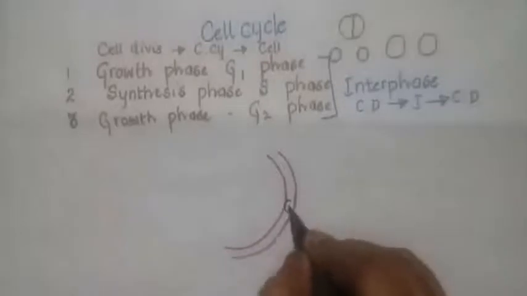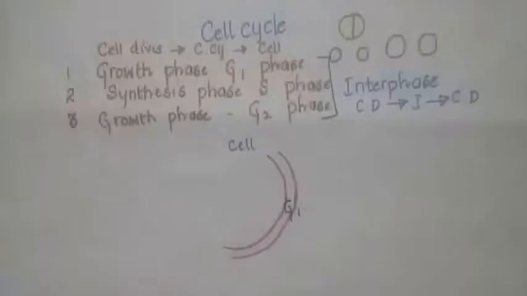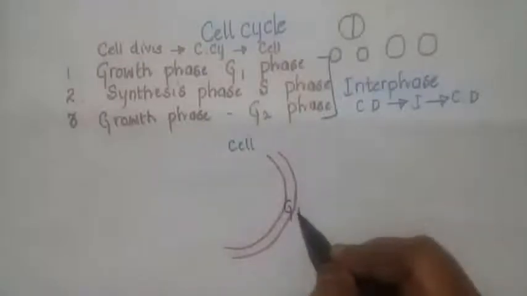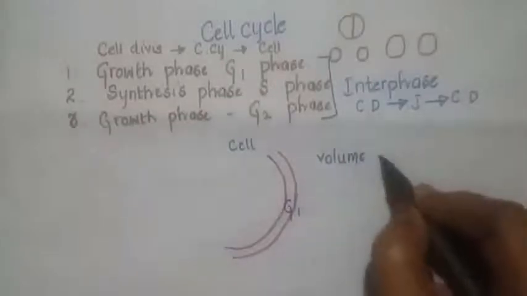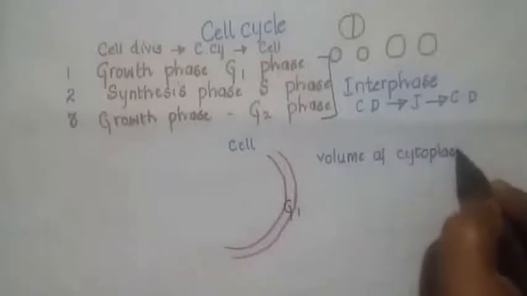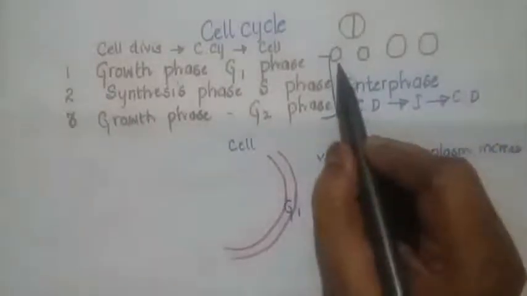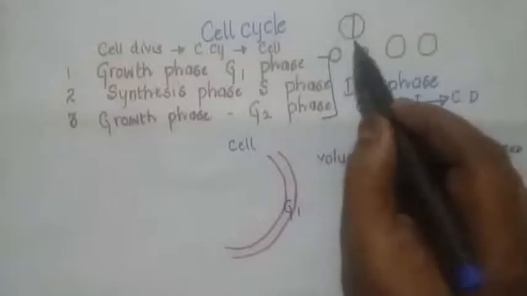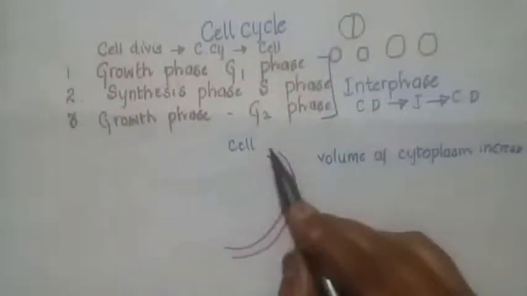If the cell enters into growth phase 1, a lot of changes occur. In growth phase 1, the volume of cytoplasm increases. Earlier I said the new cells should attain the size of the parent cell. So definitely the volume of cytoplasm increases in those small cells.